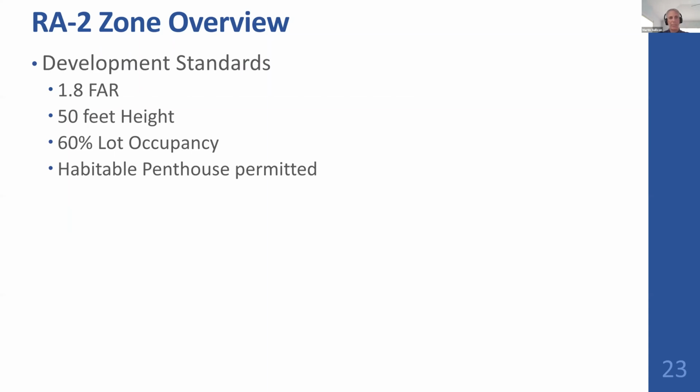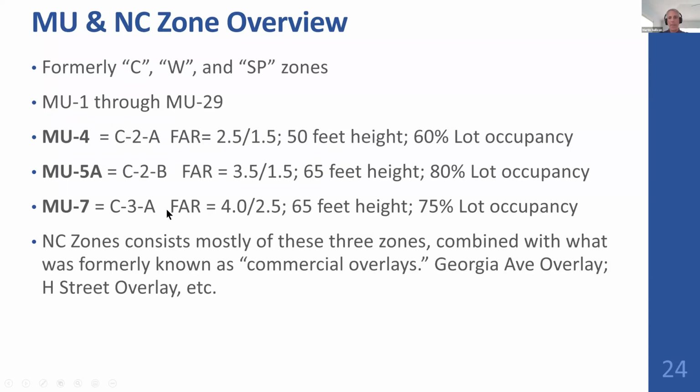RA2, you don't need BZA for this. 1.8 FAR, 50 feet in height, 60% lot occupancy. MU zones, MU4, principally, we do most of our work in here, don't do a whole lot of work in the other zones. Here's some of the basic criteria for those zones.